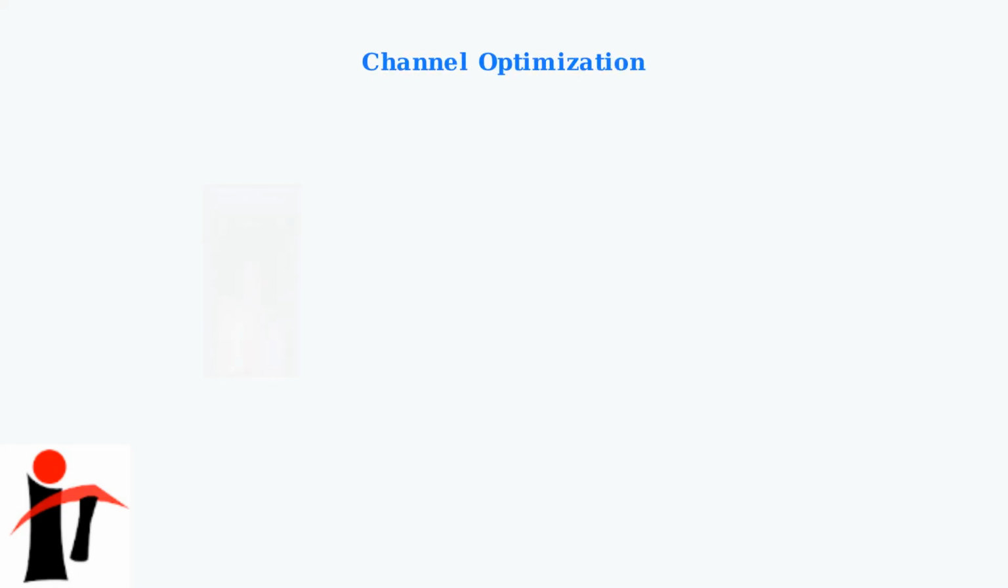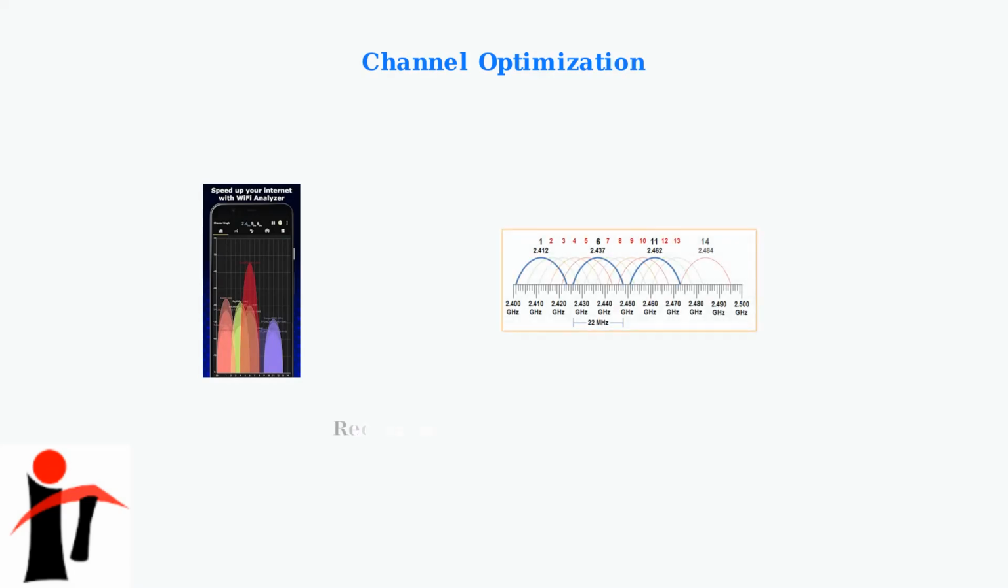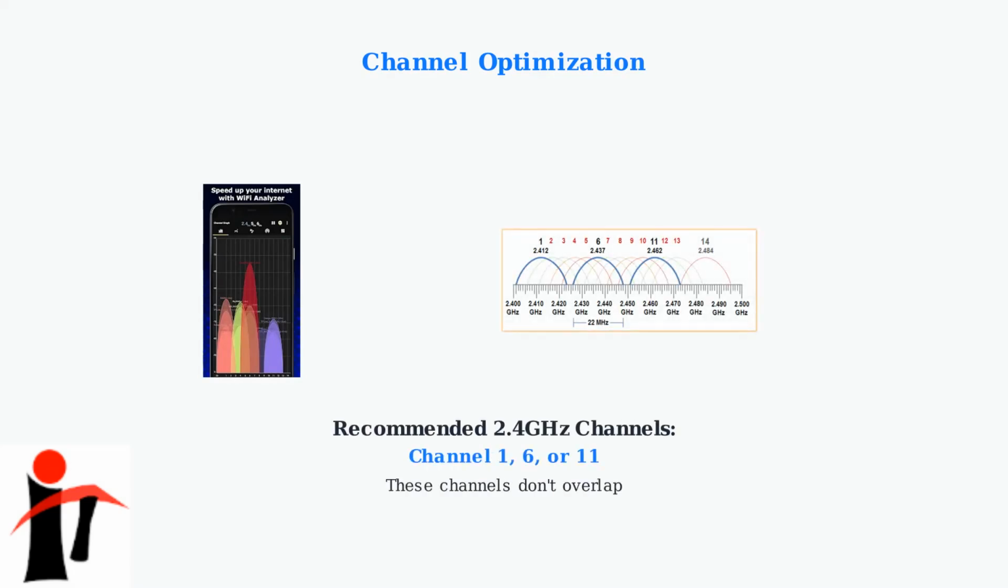Channel optimization is crucial in areas with many competing Wi-Fi networks. Using a Wi-Fi Analyzer app helps identify the least congested channels, and manually setting your Starlink to use channels 1, 6, or 11 on the 2.4 GHz band can dramatically improve performance.